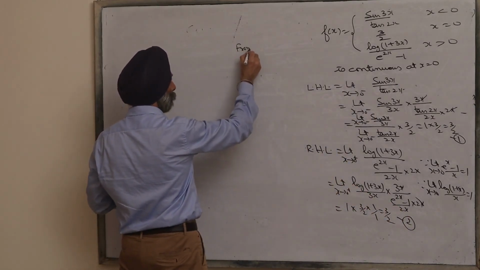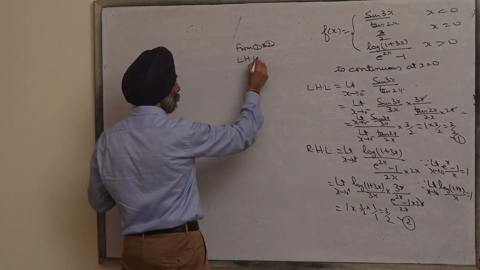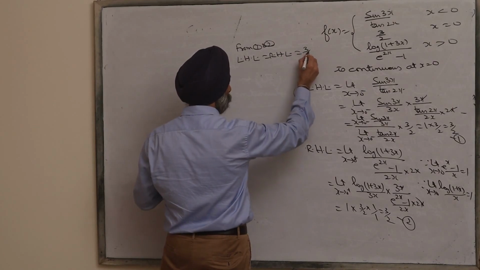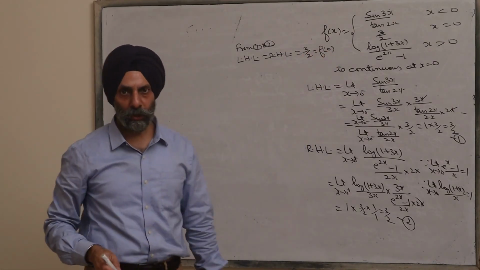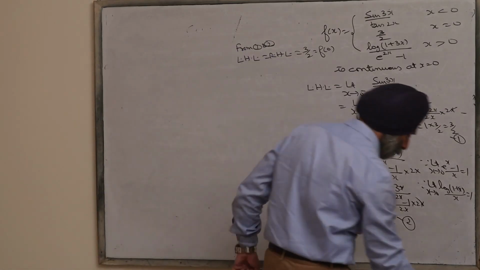So from first and second, left hand limit is equal to the right hand limit is equal to 3 by 2, which is the value of the function at x is equal to 0, which clearly shows that this function is continuous at x is equal to 0.